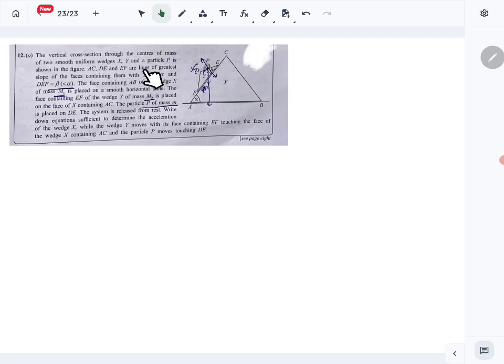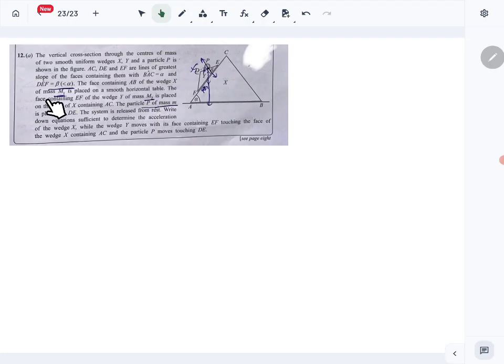AC, DE, and EF are lines of greatest slope of the faces containing them. This angle is alpha, and DEF is beta, and very important, beta is less than alpha. So remember that.